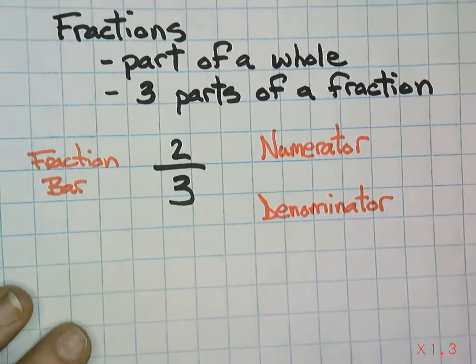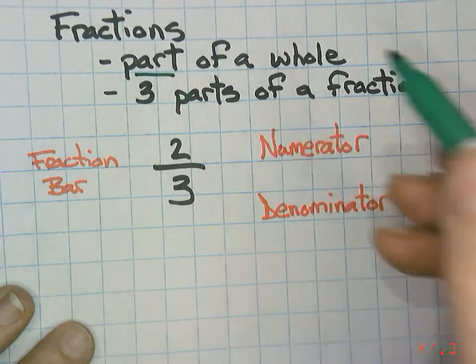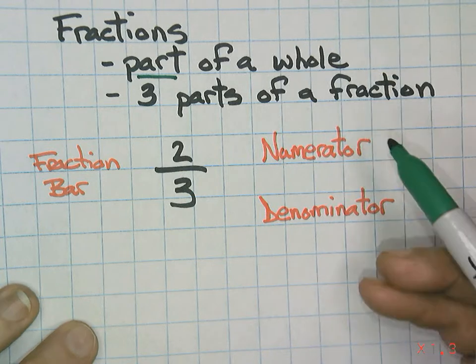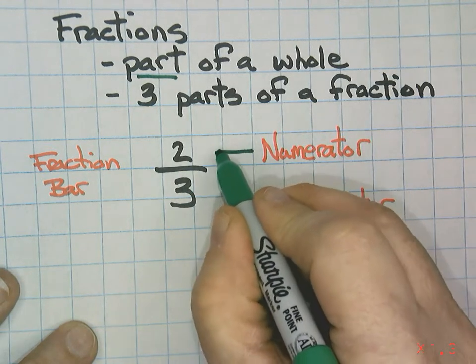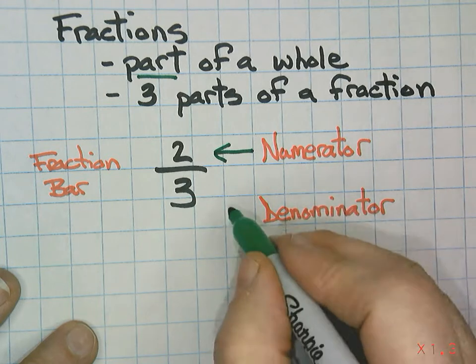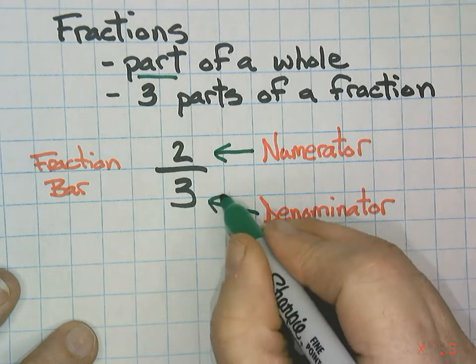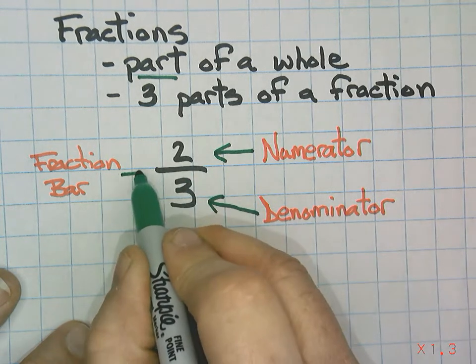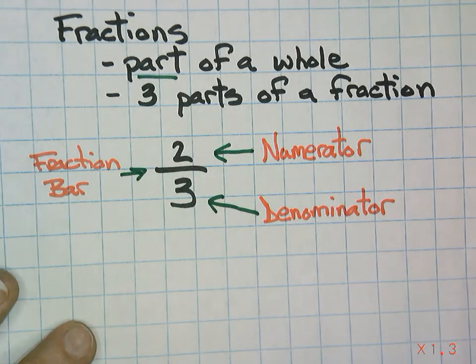Remember that fractions represent part of a whole. There are 3 parts of each fraction. On the top, the number is called the numerator. The bottom number is called the denominator, and then you have in the middle, dividing that, is your fraction bar.